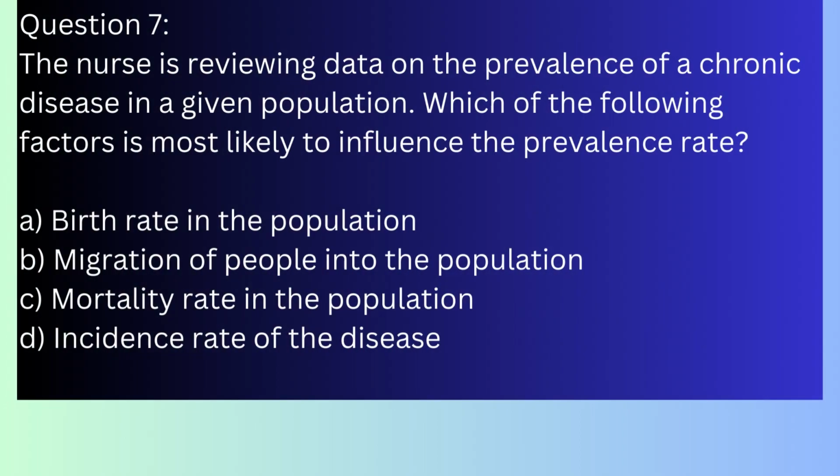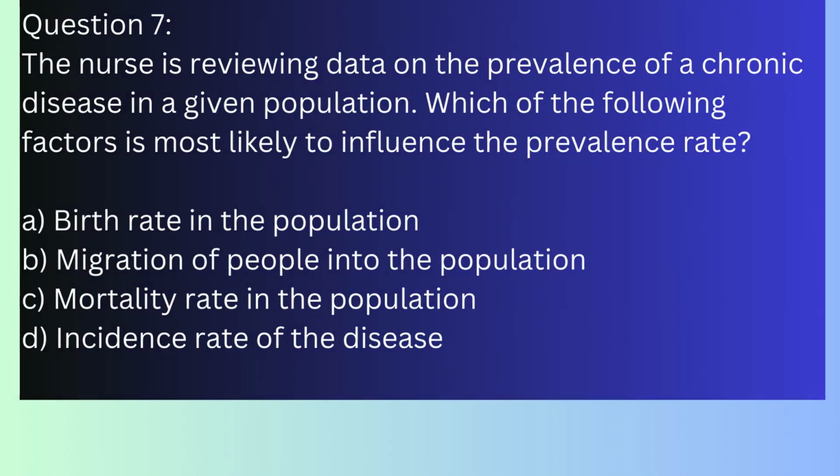The nurse is reviewing data on the prevalence of a chronic disease in a given population. Which of the following factors is most likely to influence the prevalence rate? A. Birth rate in the population. B. Migration of people into the population. C. Mortality rate in the population. D. Incidence rate of the disease.